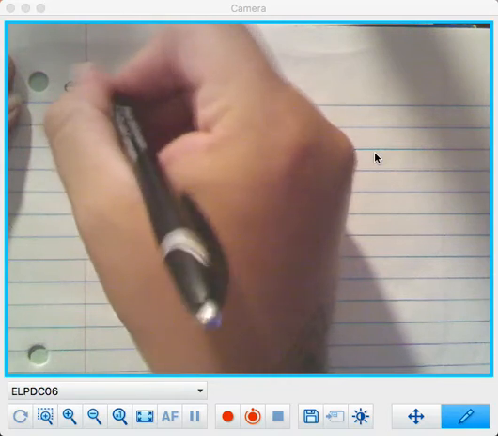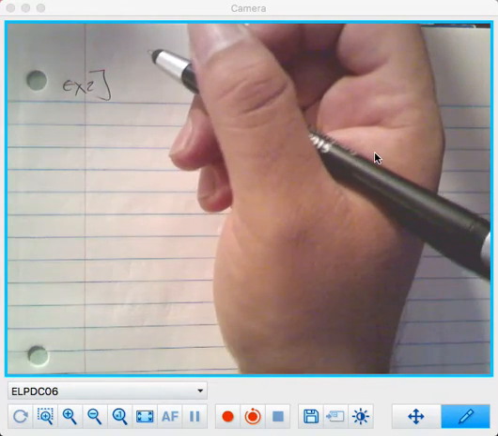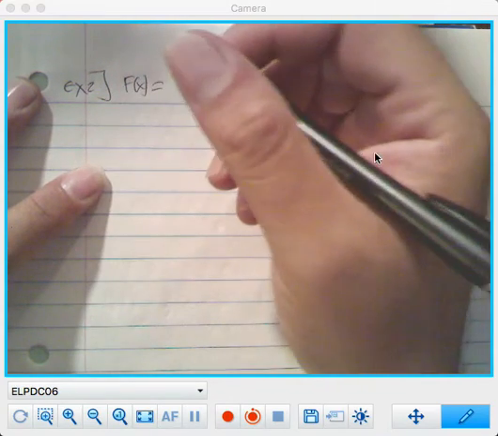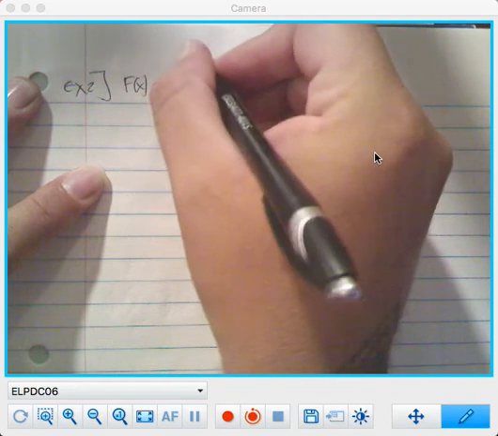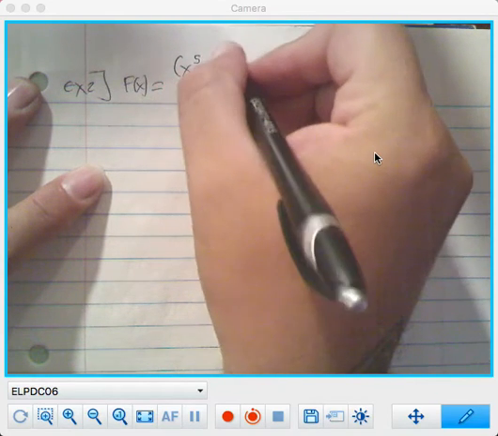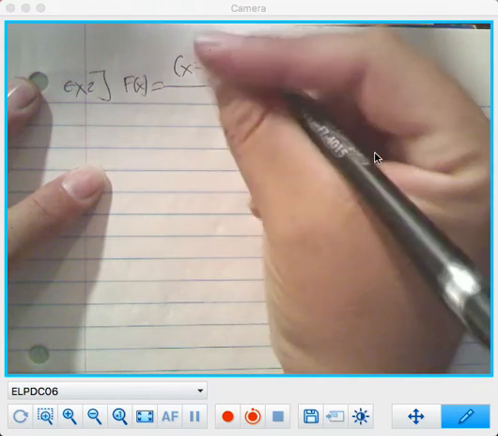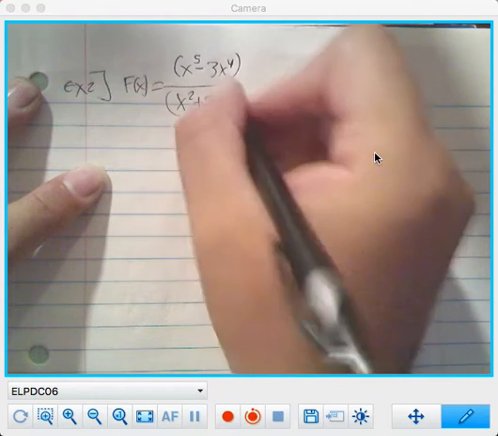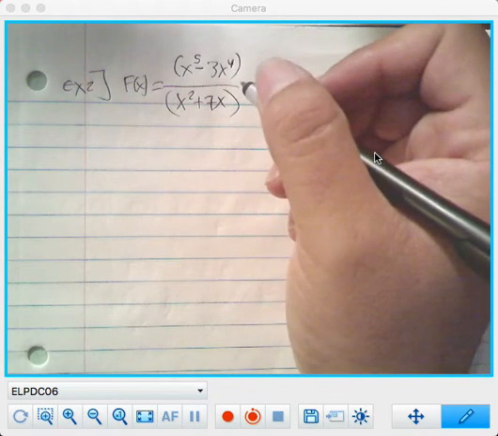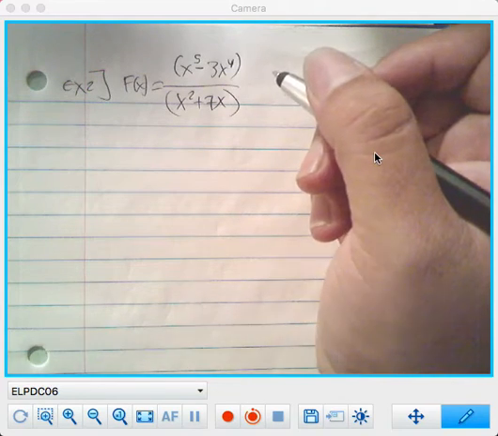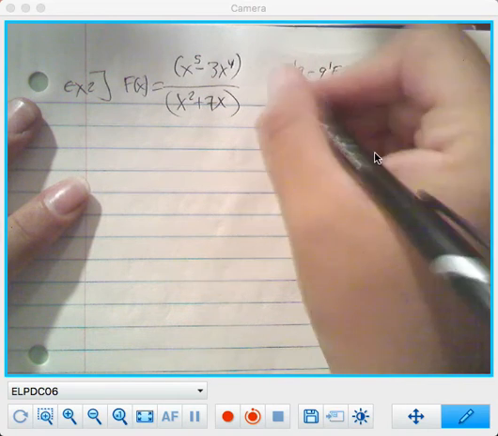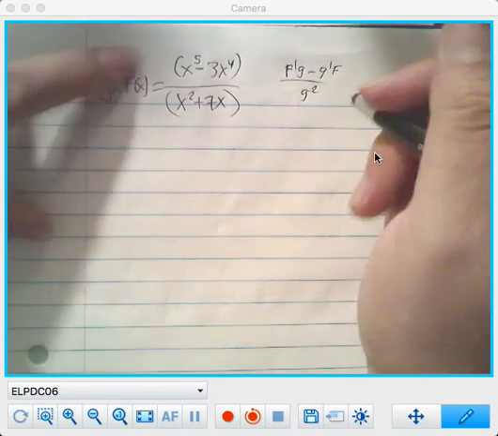Example number 2. Okay, let me do this one. I have f of x equals x to the 5th minus 3x to the 4th over x squared plus 7x. Again, what is the first thing I want to do? Copy the formula. F prime g minus g prime f over g squared. Okay, first thing, take the derivative of f.